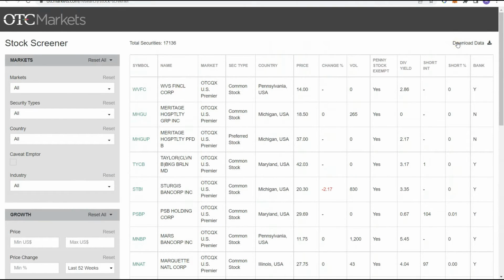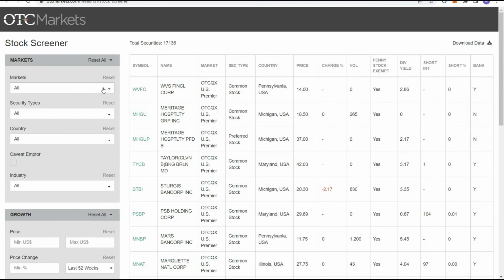You can also download the data, which is actually really nice. There are some stock screeners that don't allow you to download the data, but you can download all this information onto an Excel spreadsheet, which is super, super useful. So let's go through all the metrics that you can screen by and what I typically like to do when I'm screening for microcaps or OTC stocks.